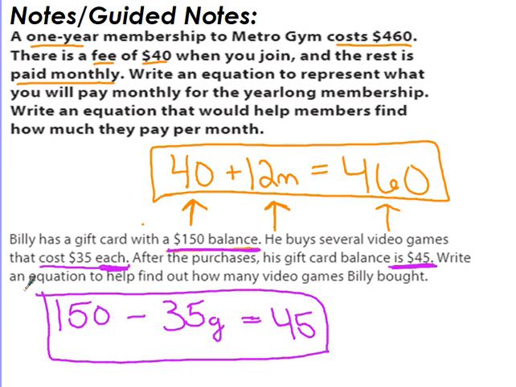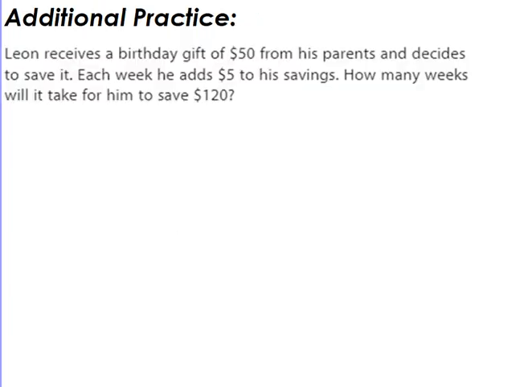Okay, I got one more for you. Leon receives a birthday gift of $50 from his parents and decides to save it. Each week, he adds $5 to his savings. So here's that key term, each week, $5. So each week is going to show us some type of multiplication. How many weeks will it take for him to save $120? I want you guys to pause it right here and see if you can write this equation on your own.